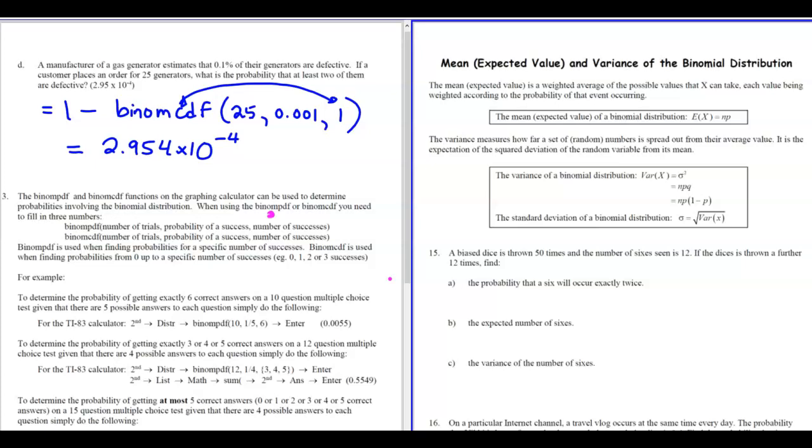The variance measures how far a set of random numbers is spread out from their average value. It is the expectation of the squared deviation of the random variable from its mean. Okay, so standard deviation is that lowercase sigma. It's the square root of the variance. Okay. So the variance is the square of the standard deviation.